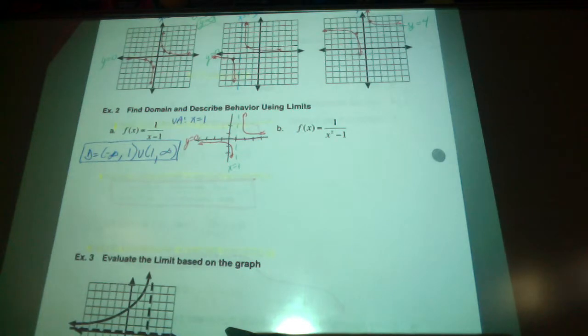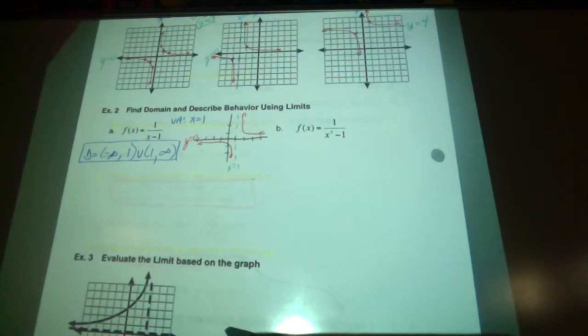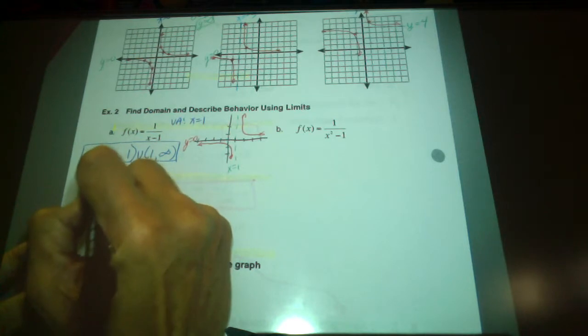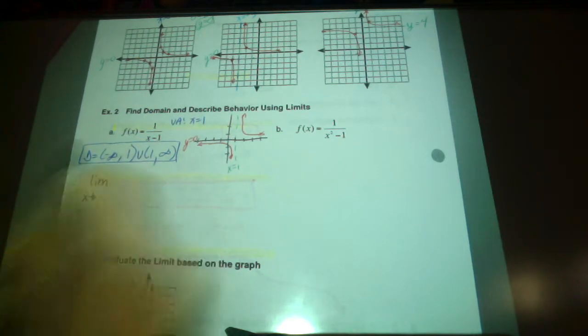So here's kind of the shift and the change in the limits. When we have vertical asymptotes, we are now going to approach the vertical asymptote with our limits. In other words, we're not going to approach infinity or negative infinity unless there's not a vertical asymptote. If there's a vertical asymptote, we're going to write our limit notation like this. So the limit as x approaches.